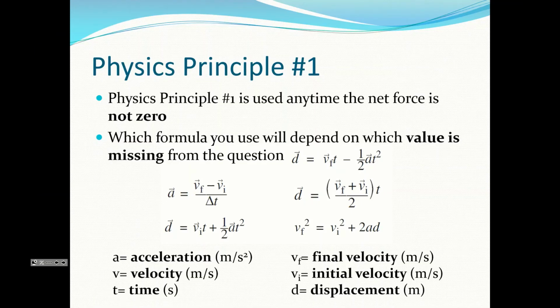Okay, so what I mean by you use which formula depending on which value is missing from the question. This one has all the variables except for distance. This one has all the variables except for final velocity. This has all the variables except for initial velocity. This has all the variables except for acceleration. And this one has all the variables except for time. So depending on which one is missing, that's how you know which formula to use.